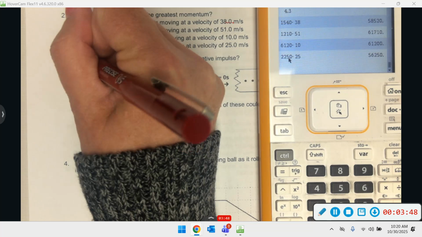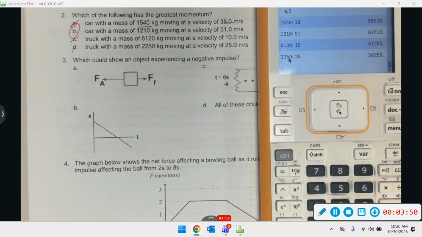So the one that was the greatest was B, and again, all you had to do was go through and solve each one. But this value we had for the second one was the greatest of the four, 61,710 kilogram meters per second.